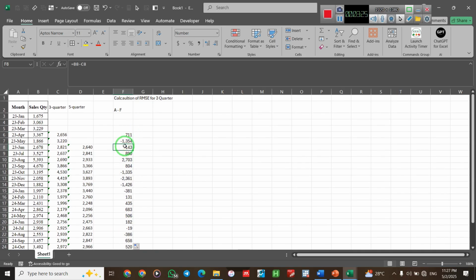In here you can see that there are some minus figures and some positive figures. If we want to identify the gap between the actual value and the forecasted value, we have to put these things together. When we put these things together, these pluses and minuses will be summed up.